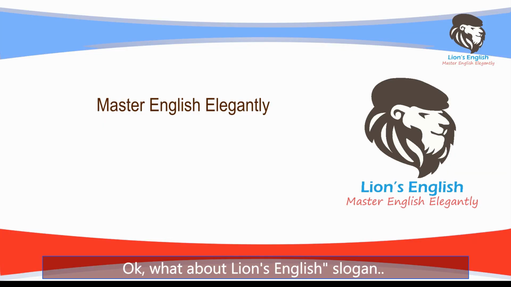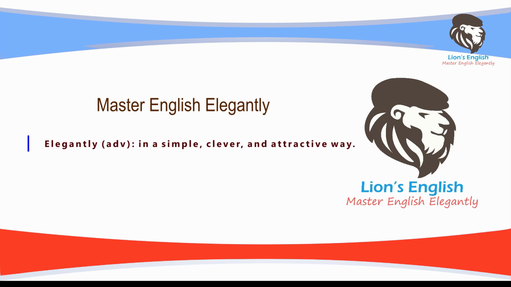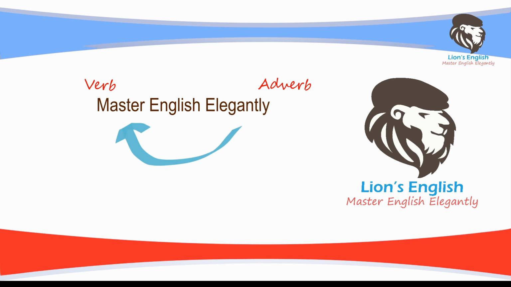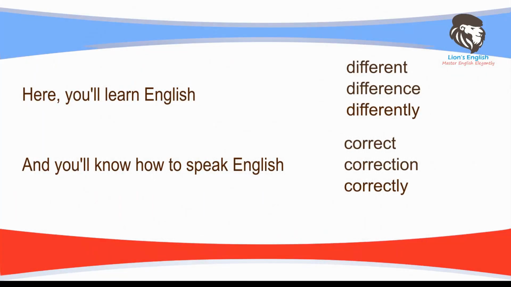Okay, what about Lines English slogan? Master English elegantly. Master here is the verb, and elegantly is the adverb that describes how you will master English. So here, you will learn English. I need the adverb differently to describe the verb learn, not the adjective different or the noun difference. And you'll know how to speak English, again, the adverb correctly to describe the verb speak, not the adjective correct or the noun correction. Here, you will learn English differently and you will know how to speak English correctly.